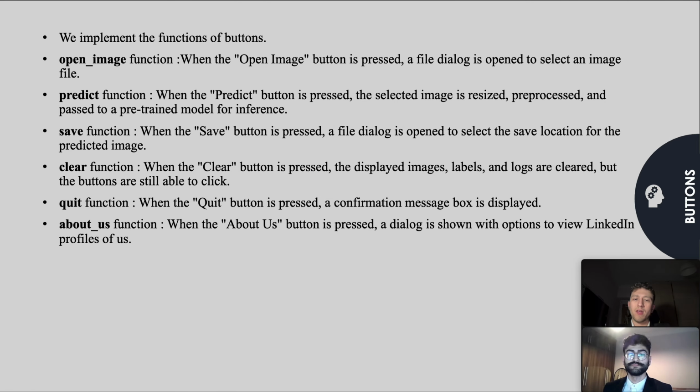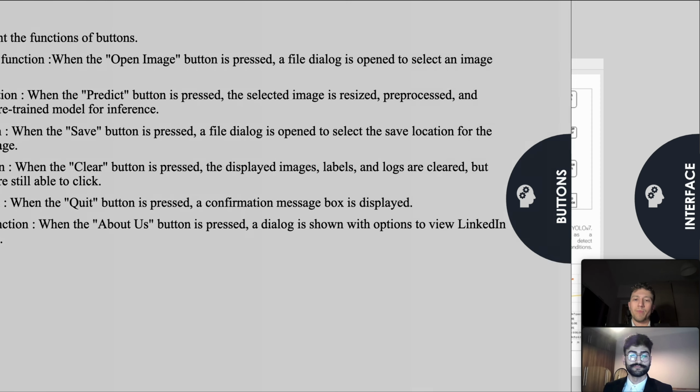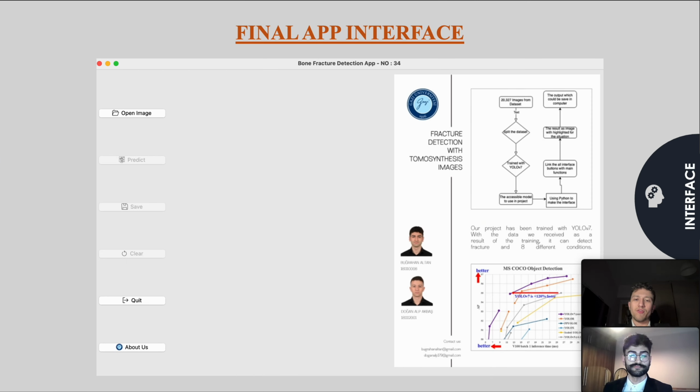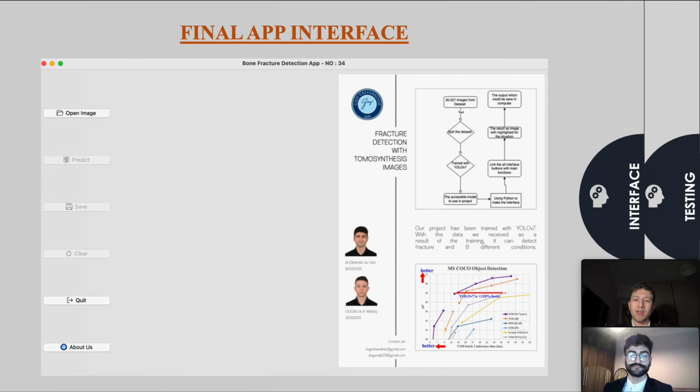We have 6 buttons in our project. They are Open Image, Predict, Save, Clear, Quit, and About Us buttons. It's clear that we can understand what they do from the function names. And this is how the final app interface looks. You can see the buttons which we have explained before about their working methods, and the cover page.